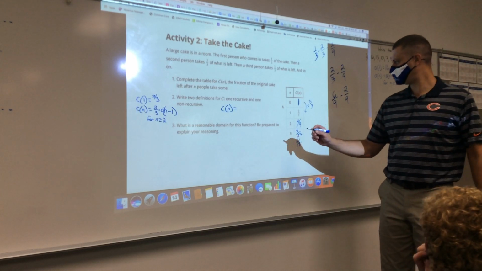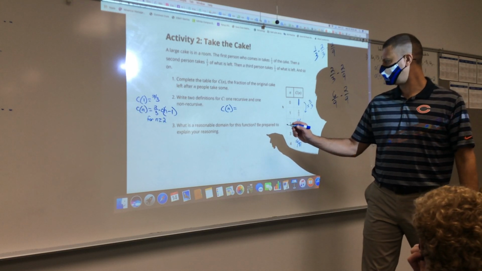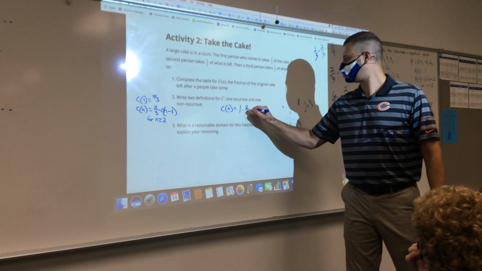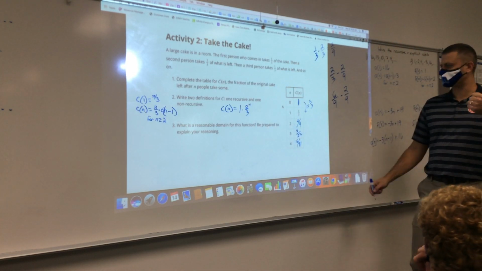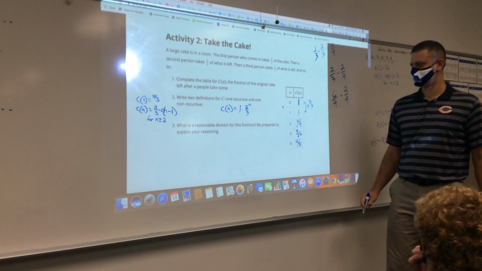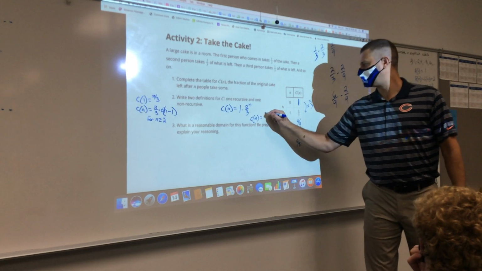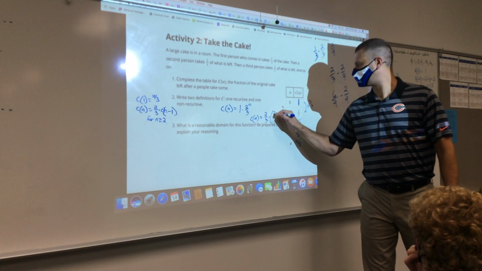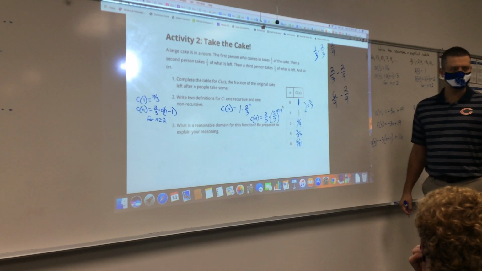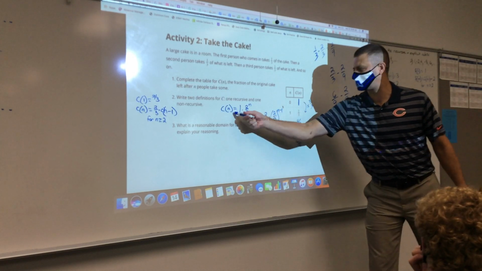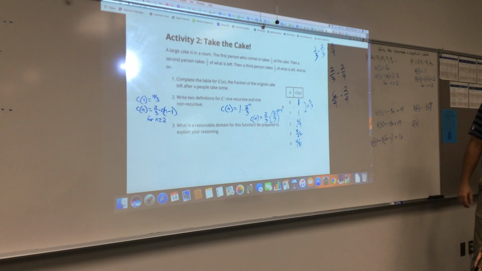Lucas? I had C of N equals 1 times 2/3 to the N. 1 times 2/3 to the N would work, because 1 is the zeroth term, right? Or C of N equals 2/3 times 2/3 to the N minus 1, right? So either this or this would work for the explicit rule.